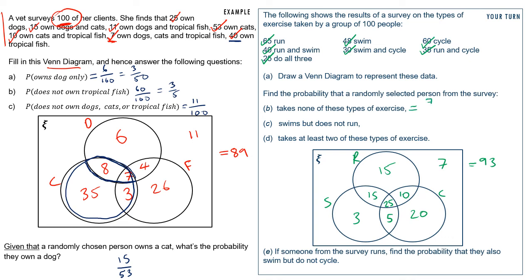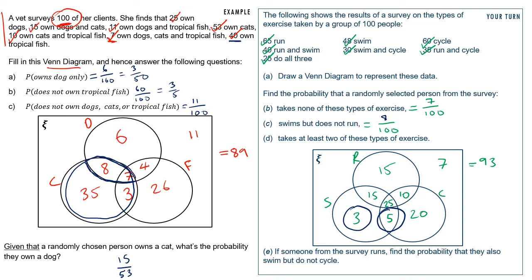So someone was randomly selected. There's a 7 in 100 chance that they didn't do any of these exercises. Probability someone swims but does not run. So swims but does not run is this 3 people here plus these 5 here. So that's just 8 out of 100.